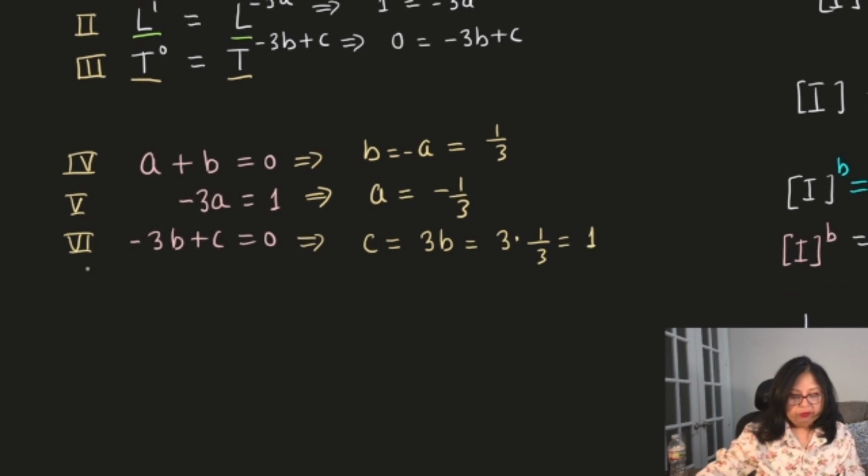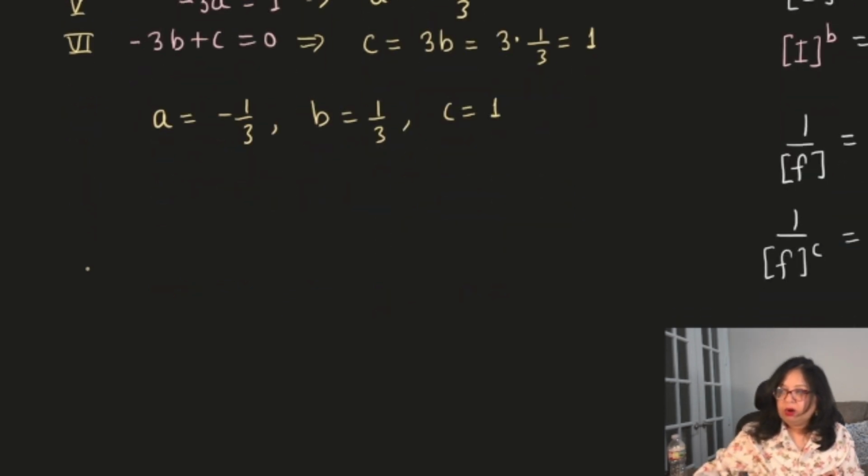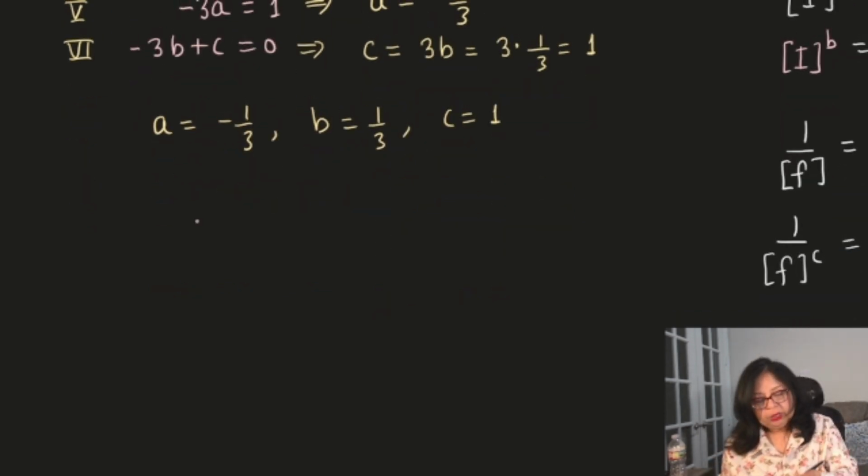So here you have solved for A, B, and C. A is equal to minus 1/3. B is equal to 1/3. And C is equal to 1. So what was our relationship between D and rho, I, and F? It was D was proportional to rho to the power A, I to the power B, and F to the power C was in the denominator.